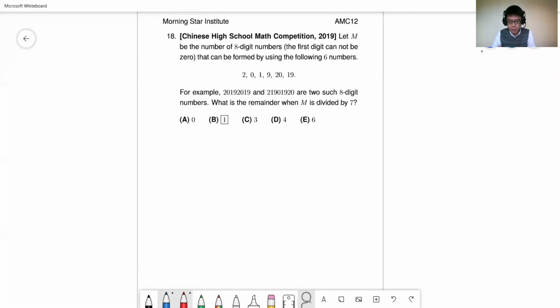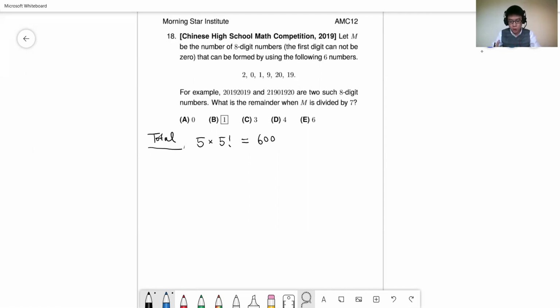Question 18. We have these 6 numbers and totally 8 digits. They can form 8-digit numbers. Let's try to find how many different 8-digit numbers can be formed. So first, let's just calculate the total permutation. Because the leading digit cannot be 0, the first digit, maybe 2, 1, 9, 20, 19, there are 5 choices. And for the remaining part, there are 5 items to choose, totally 5 factorial. So this gives you total permutation, which is 600.